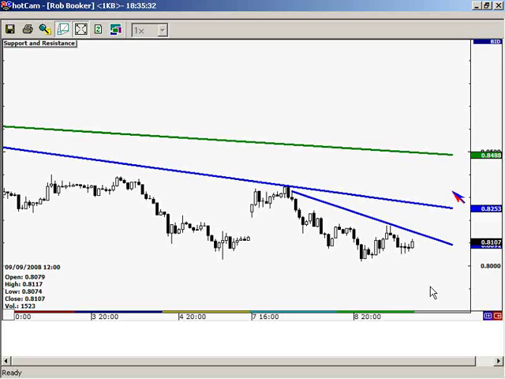Do you prefer trend lines and moving averages to horizontal support and resistance candle patterns? It's just preference. If I wanted to switch this over, here's how I would do it. Let me just remove this. Here's how I would do it with horizontal.